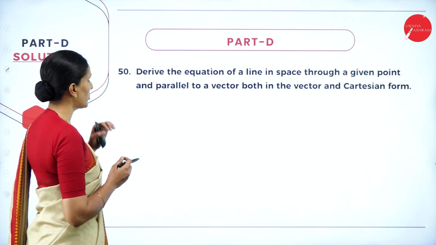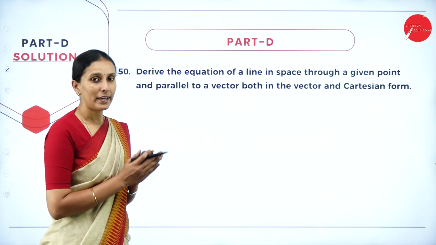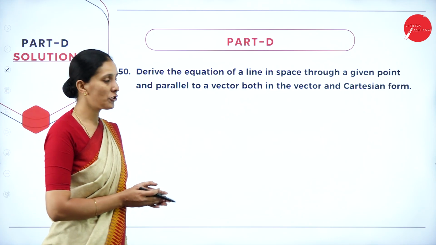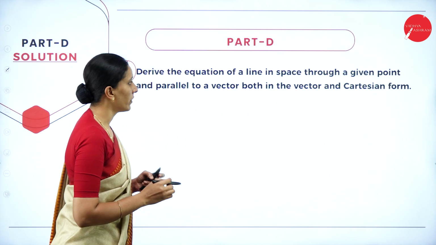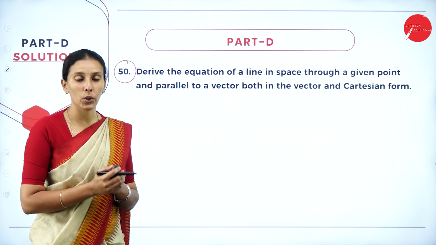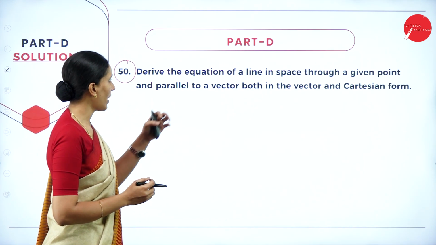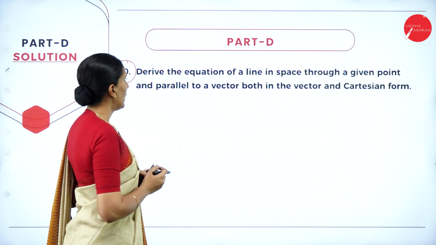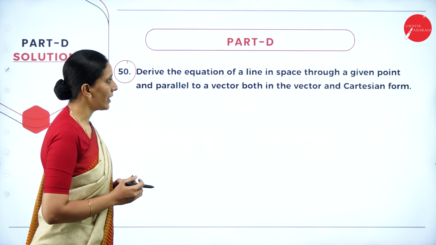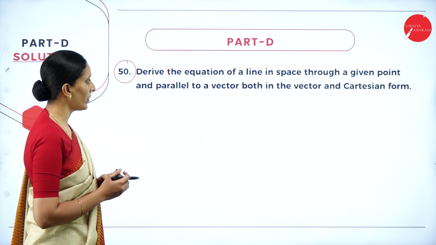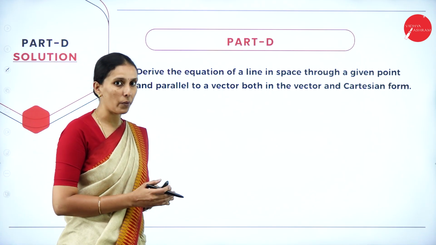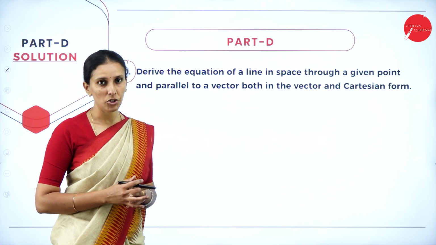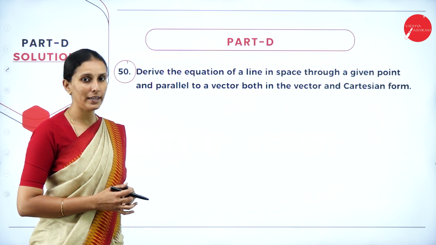Now the last question in the section part D is from the chapter 3-dimensional geometry. So here you can expect the derivation of the vector and Cartesian form of an equation of line, which is for a 5-mark question. So now derive the equation of a line in space through a given point and parallel to a vector, both in the vector and Cartesian form. This is a very, very important question from the chapter 3-dimensional geometry and the part D section.